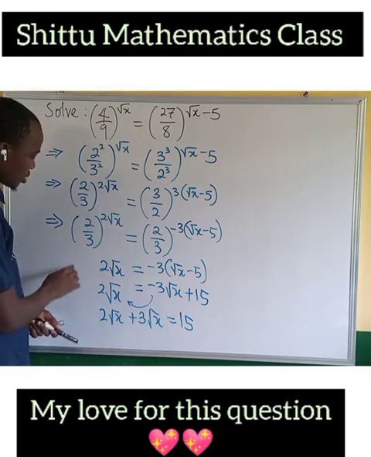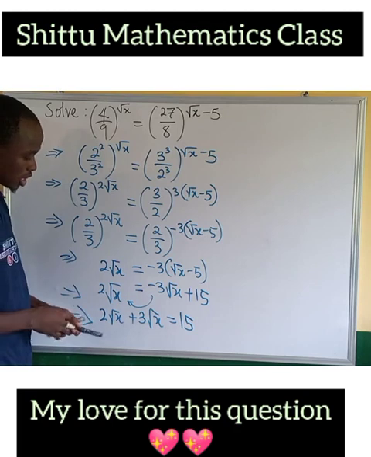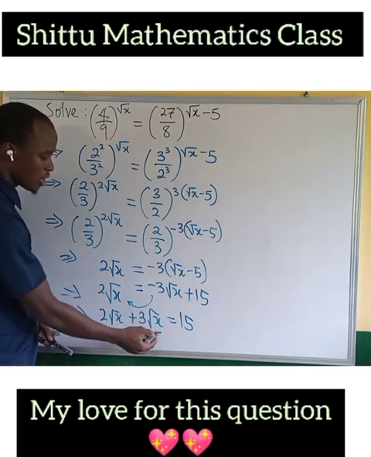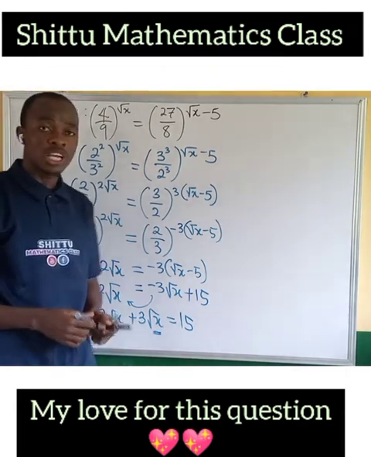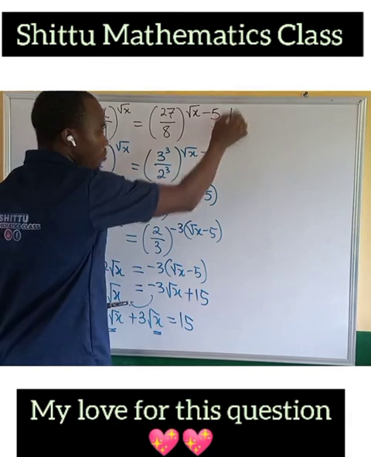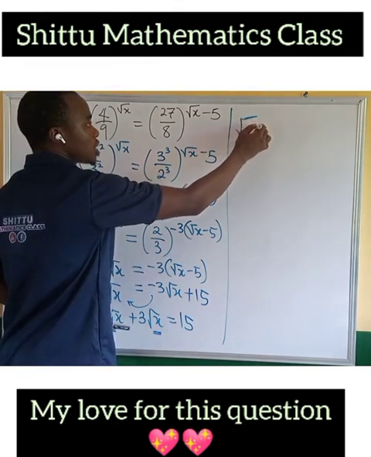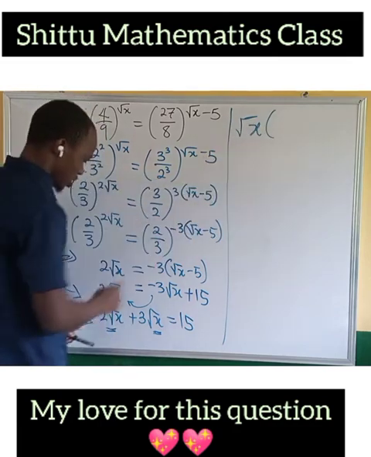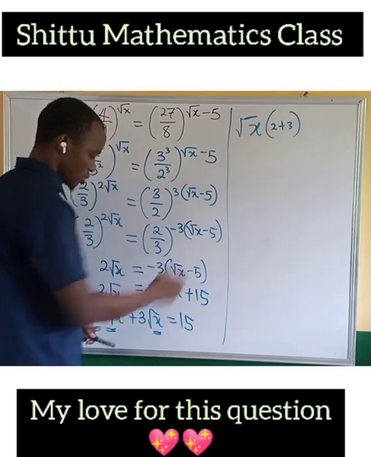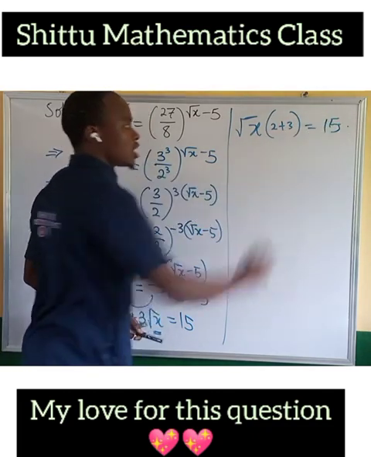So the next thing to do here is to take out the common factor. You can see that we have root x here and root x here, so root x is the common factor. Bringing root x outside, I can have root x into bracket 2 plus 3 equals 15. Are you there?